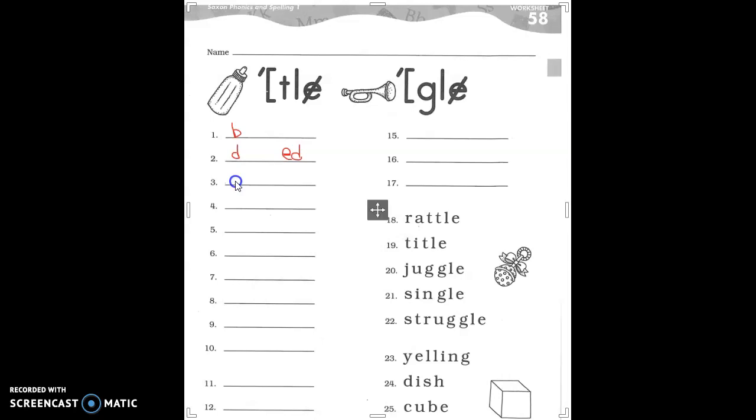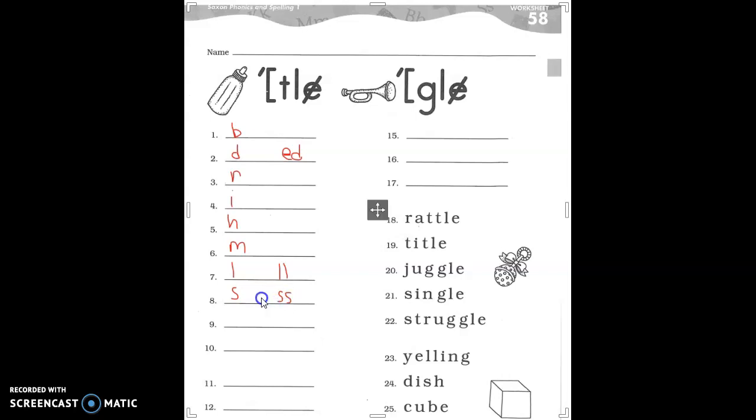Number 3, R. R. Number 4, I. I. Number 5, H. Number 6, M. Number 7, O. L and double L. Number 8, S. S and double S.